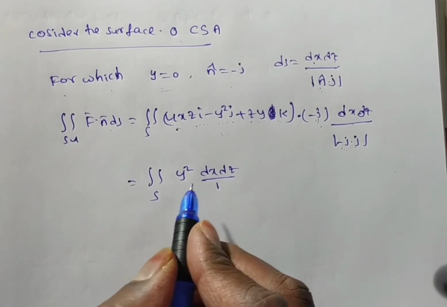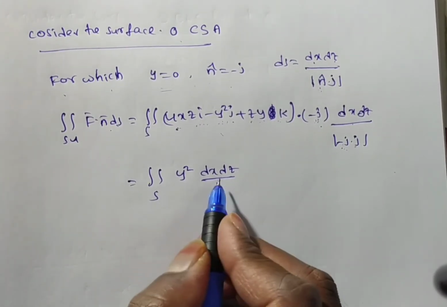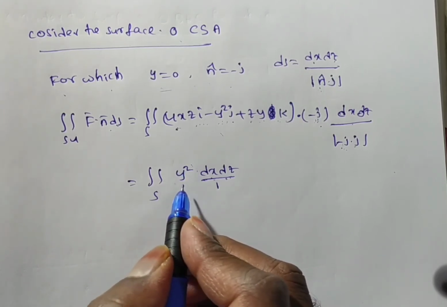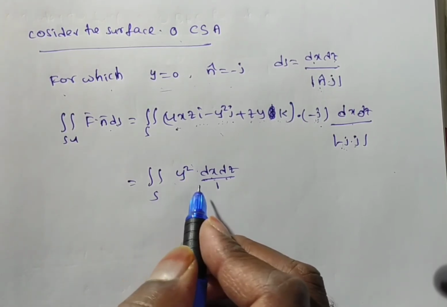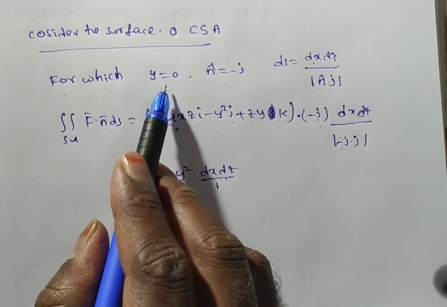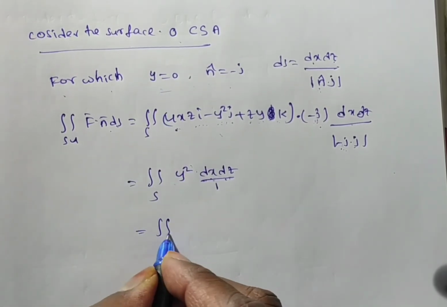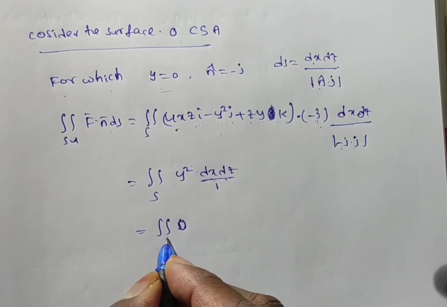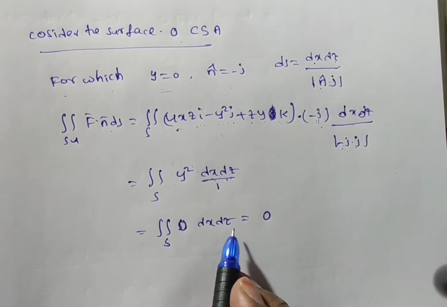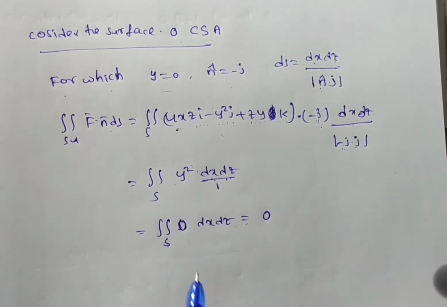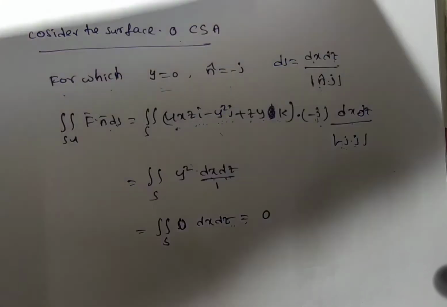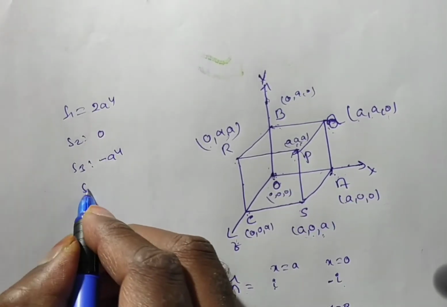Now you see we are integrating with respect to x and z, but the integrand is y square, so you have to change y in terms of x and z only. But in this surface, what is the y value you have? 0. So the double integral over S of dx dz will be 0 only. You won't get the constant here because it is a definite integral. That is why you are getting 0. So S4 is equal to 0.